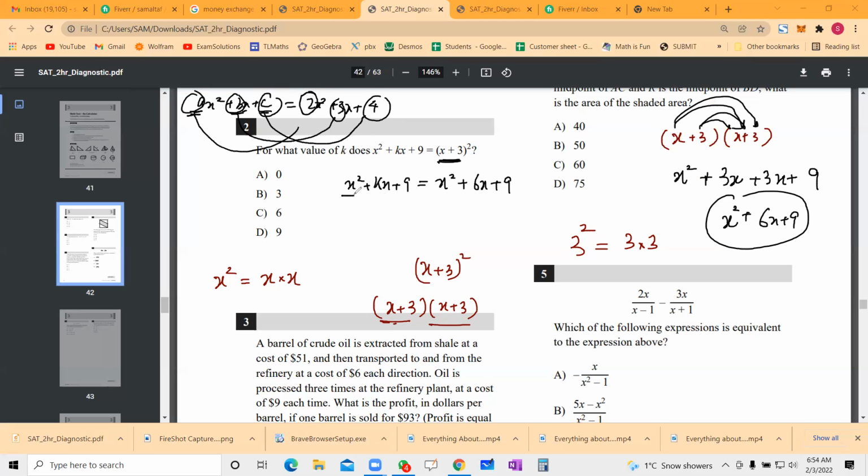In the same way, x squared is here, x squared is here. We don't have to care about x squared, we have to care about k. So k is the coefficient of x. What is the coefficient of x here? 6. So k is 6, that's it.